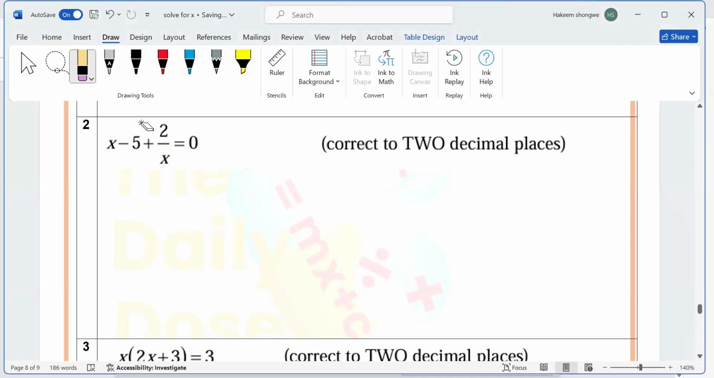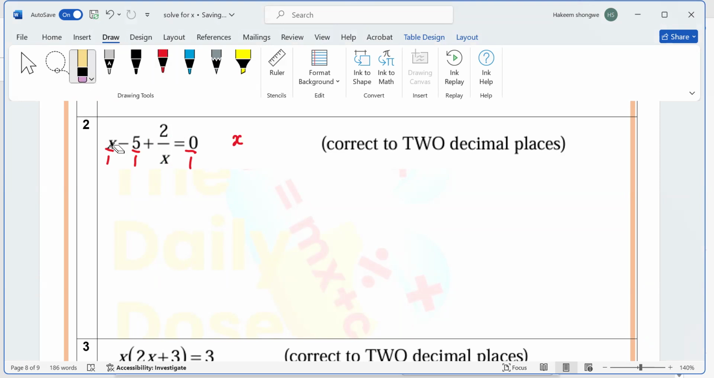And remember here, if there's nothing here, it means this is all over 1. So we are going to check what is the lowest common multiple here, the lowest common denominator. The lowest common denominator is going to be x. Yeah, and then we can multiply everything out by x.